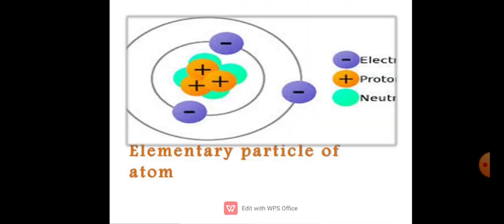Then we discuss the structure of atom. As you have seen on the screen, the nucleus consists of the positive portion, the proton, and the neutron having no charge, and the electrons revolve around the nucleus. So it's the structure of atom. We can also say that the fundamental particles of an atom, the electron, proton and neutron, are also the elementary particles of the atom.